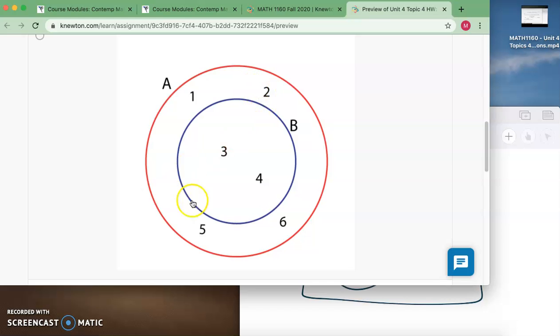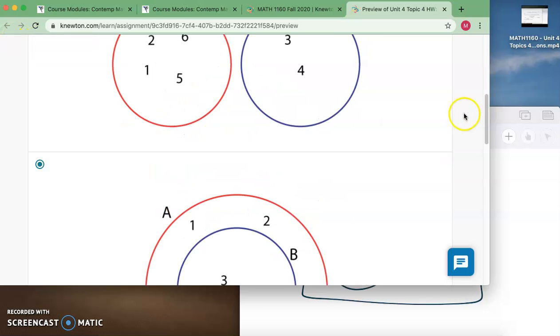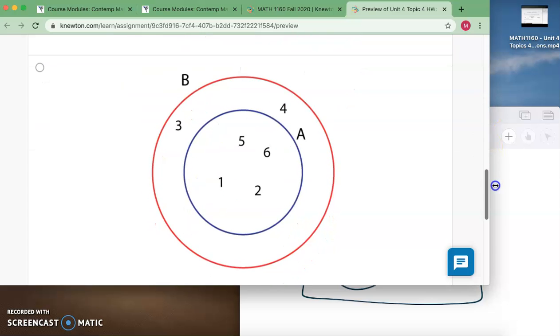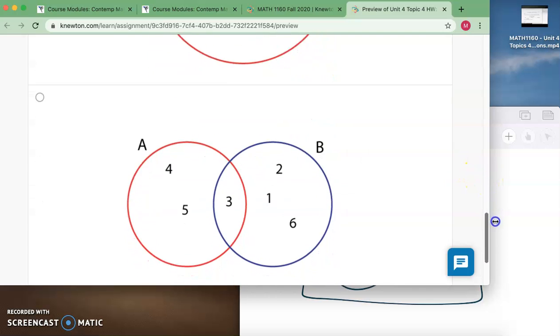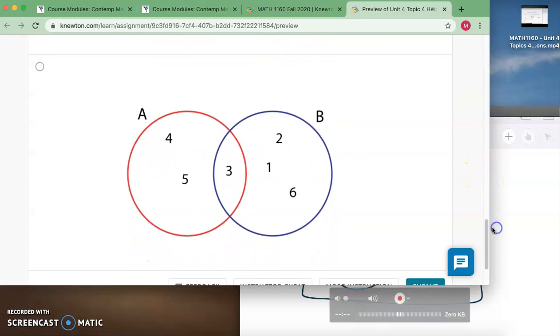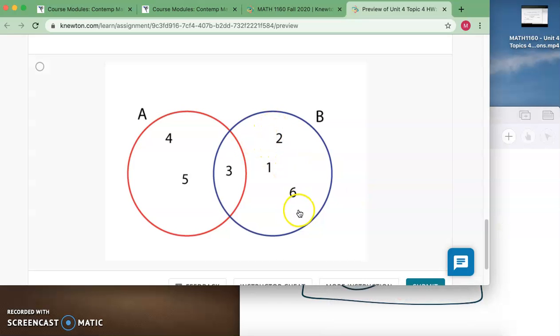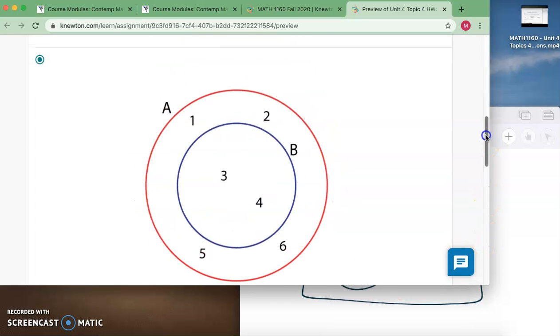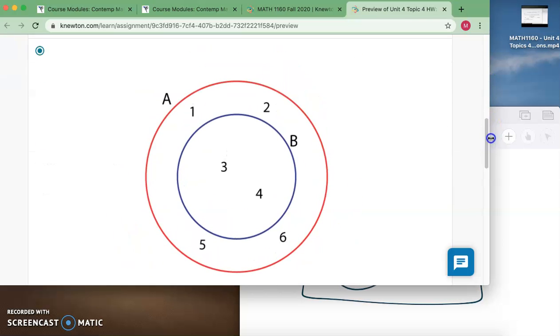Here we have 1, 2, 5, and 6, and 3 and 4 on the inside. We know that's going to be our option, but let's take a quick look at the other ones. Again, here you have 3 and 4 in B, and A is a subset of B. That's not right. And here we have an intersection, but there are numbers in here, 1, 2, and 6, that are not actually in B. So again, this was our correct answer, where B is a subset of A.